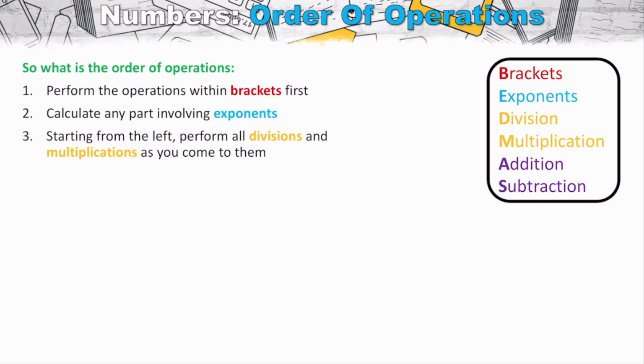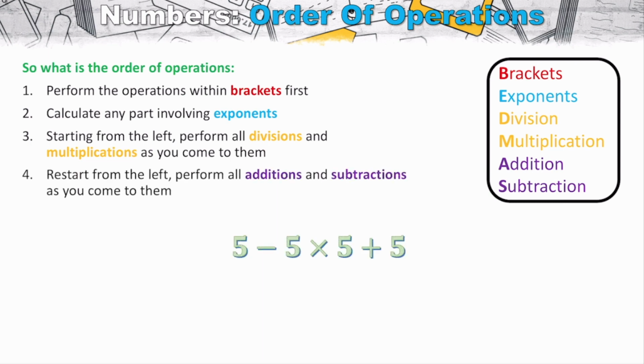The third thing, and this is the reason why I want to consider them on the same level, the order does matter, but starting from left, we do all divisions and multiplications as you come to them. We don't do division before we do multiplication. We do it left to right as we come to them. And the same thing happens for additions and subtractions. We don't do addition before subtraction necessarily. We do them as we come to them.